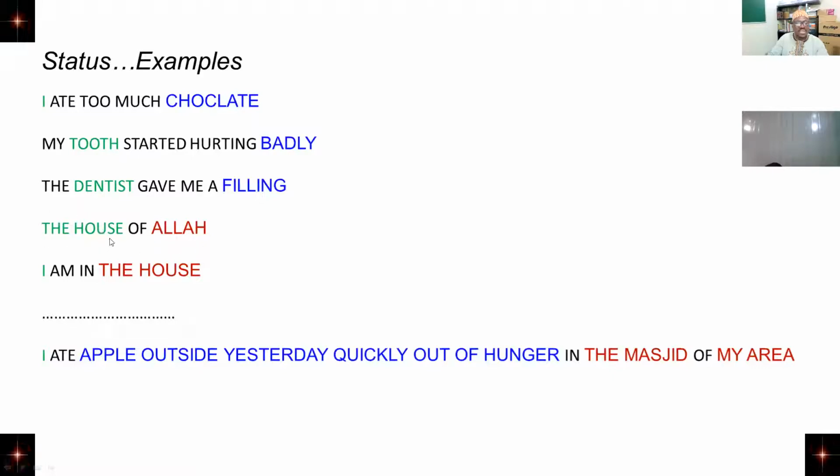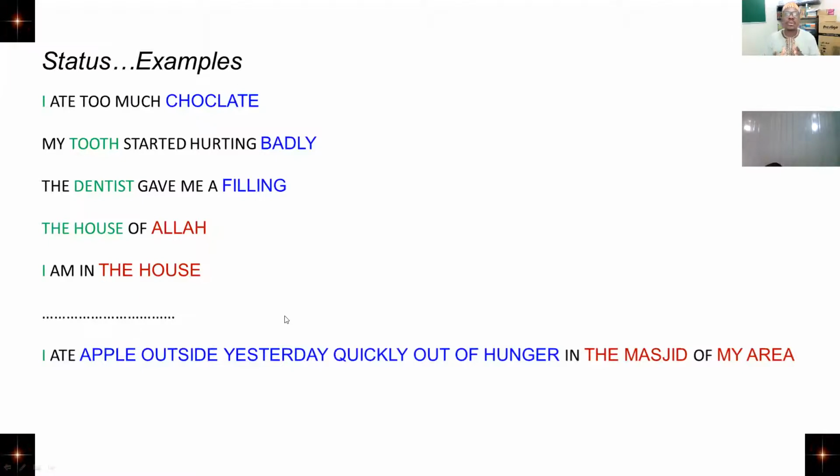We said this one is in Rafa status. Why? Because it is the subject of the statement. Okay, and we'll come to learn that this is what is known as Mubtada, and this one is what is known as Mudaf ilayhi, for instance. Okay, I am in the house. We call this the subject, and so it's in the status of Rafa, and the house is in the status of Jar. Why? Because of in. In is one of the harf of Jar. So when we say Rafa, Nasb, and Jar, this is actually what we mean.